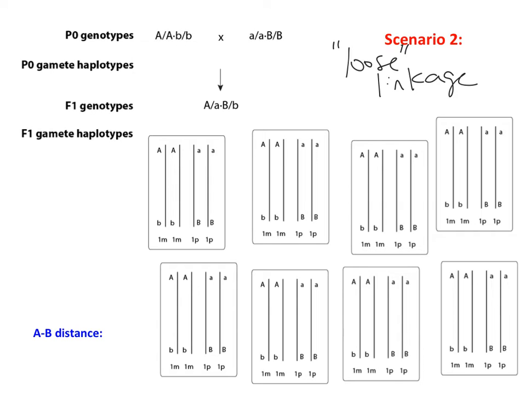This is another extreme case. I'm just trying to give you the periphery of what's going on here. We've got the case where genes are on separate chromosomes. We've got this case where genes are as far apart together on the same chromosome. What do you think the third scenario is going to be?